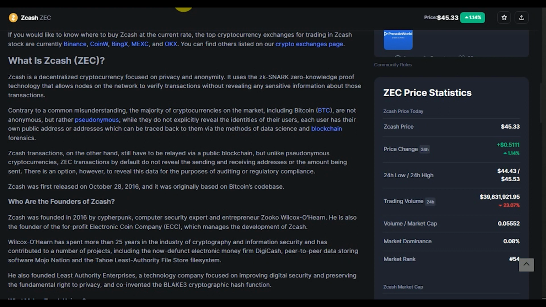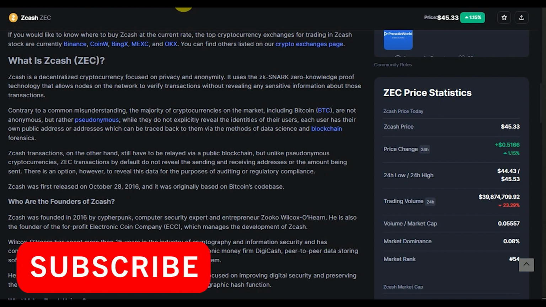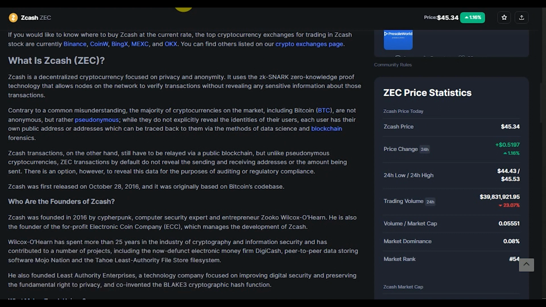Contrary to the common misunderstanding, the majority of cryptocurrencies on the market, including Bitcoin, are not anonymous but rather pseudonymous. While they do not explicitly reveal the identity of their users, each user has their own public address or addresses, which can be traced back to them via the methods of data science and blockchain forensics.